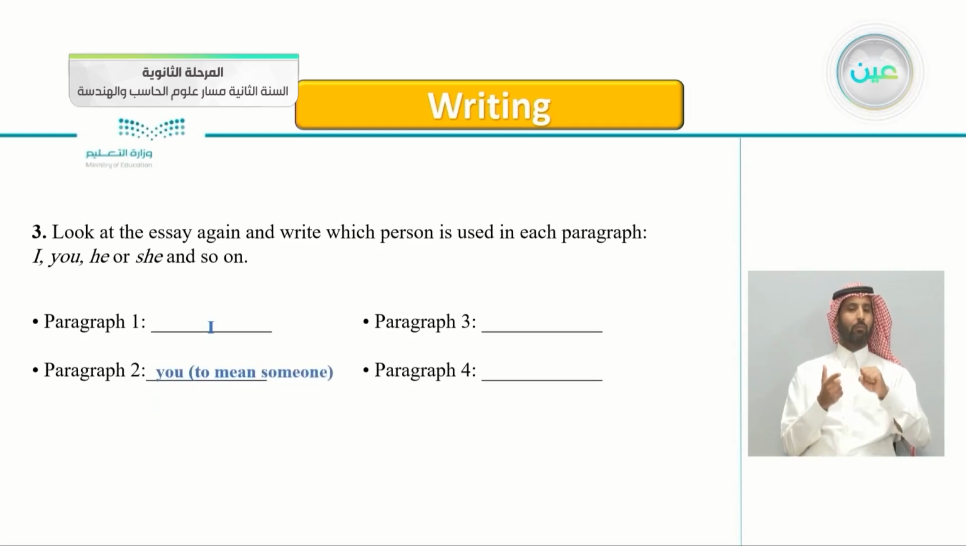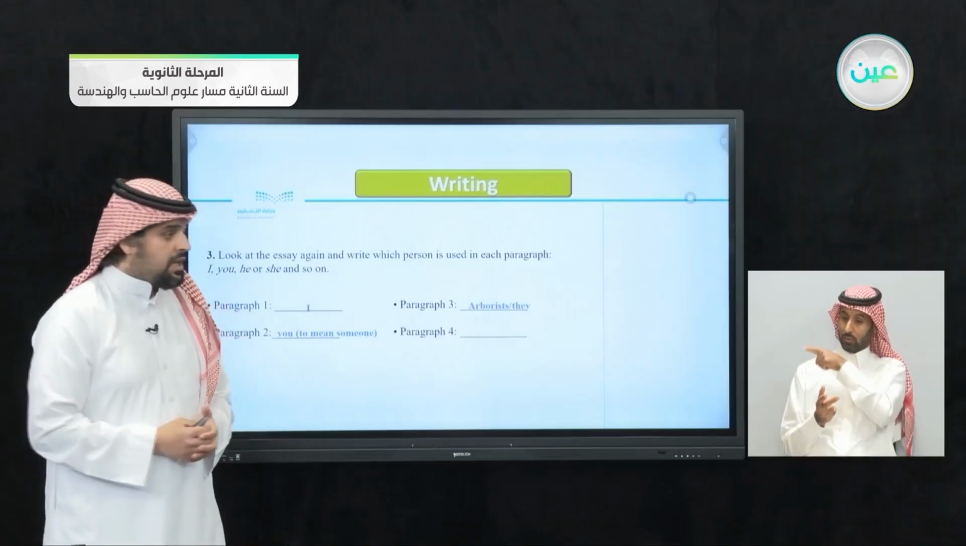Yes, you, to mean someone. When he says you have to do this, you have to do that, he means someone, not you particularly, you as a reader. Paragraph 3, you can check the article and read the paragraphs before you answer. Which person is used here in paragraph 3? Arborist, they. He used they referring to the arborist.